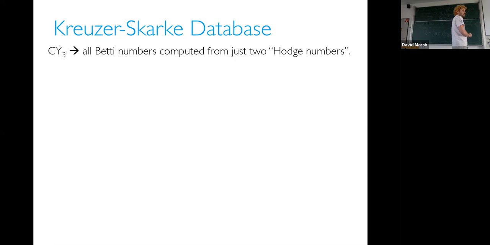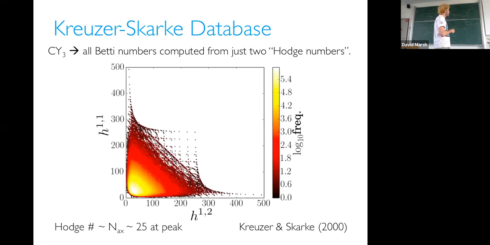So how many axions are there? What are the Betti numbers of Calabi-Yau manifolds? Fortunately, lots is known about this. Calabi-Yau manifolds are studied to death. So for Calabi-Yau threefolds, all the Betti numbers can be computed from just two so-called Hodge numbers, H11 and H12. They are known for a huge database of Calabi-Yau manifolds. This is the famous Kreuzer-Skarke database.